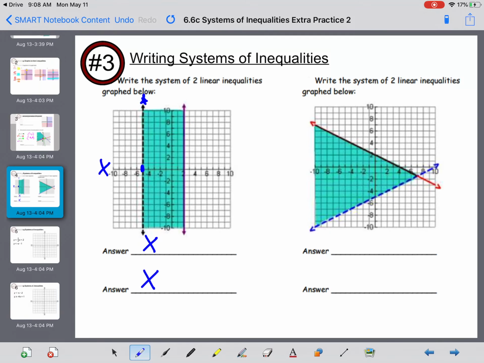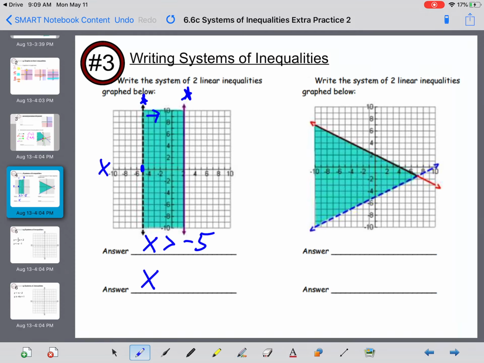The first one right here is a dashed line going through -5. It is dashed and it is shaded to the right, which is greater than. So x is greater than -5.